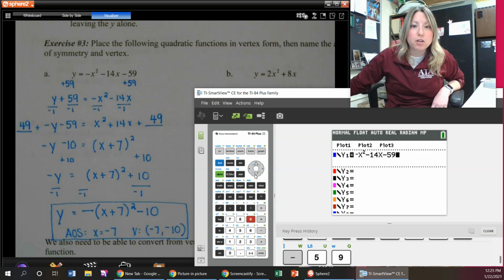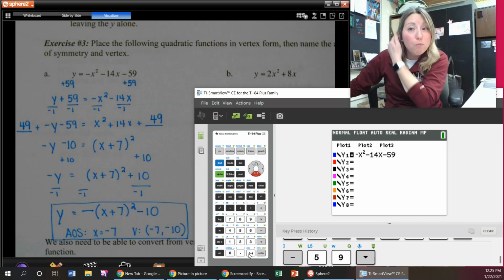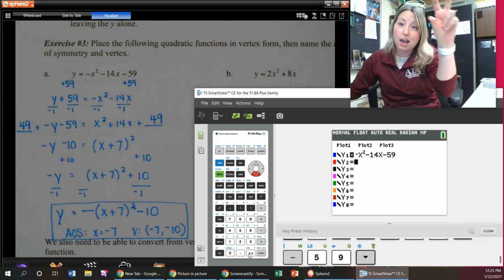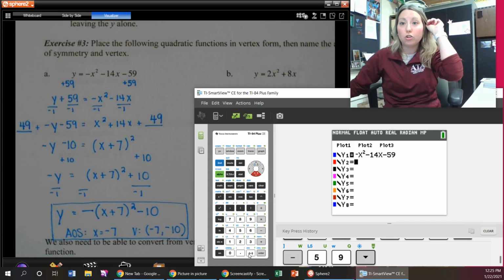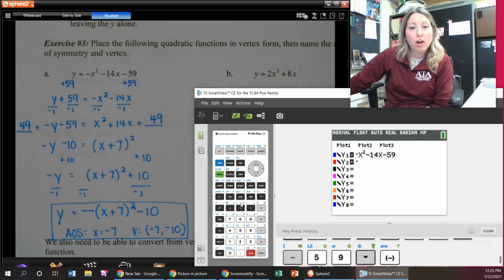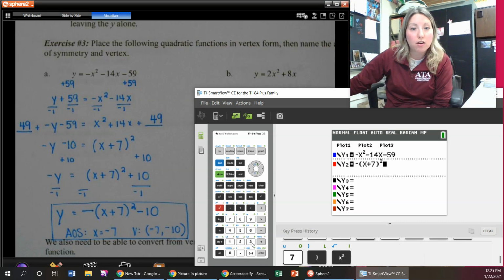Now what I'm going to do is arrow down and put the new form that I just found and graph them, and hopefully they end up being exactly the same graph, because these should be exactly the same quadratic function, just one in standard form and one in vertex form. And this is how I check to make sure I have the right answer. So negative x plus 7 in parentheses squared minus 10 on the outside.